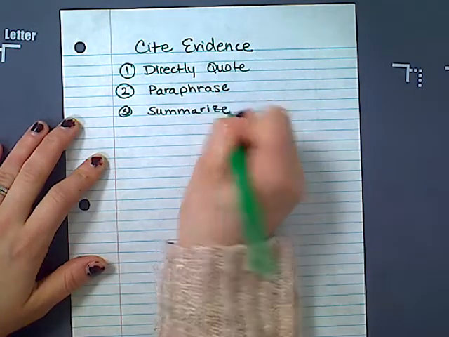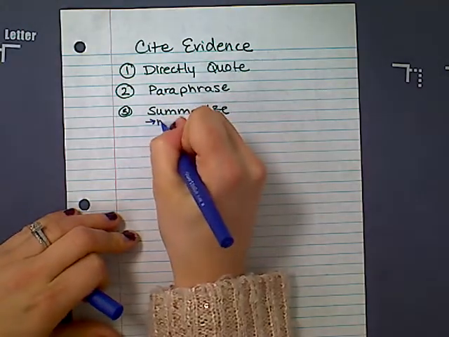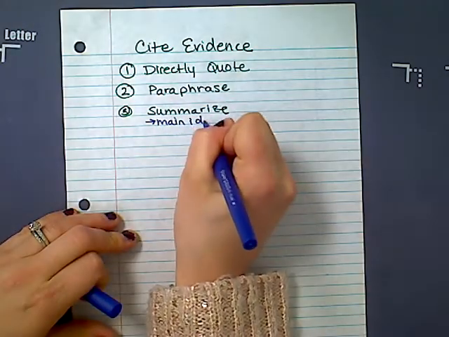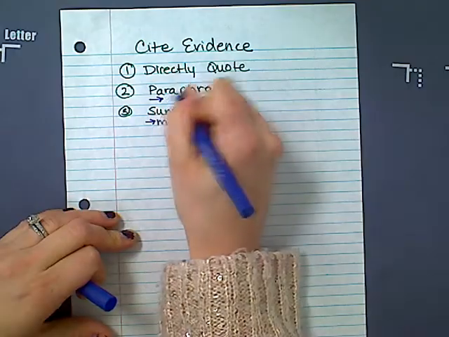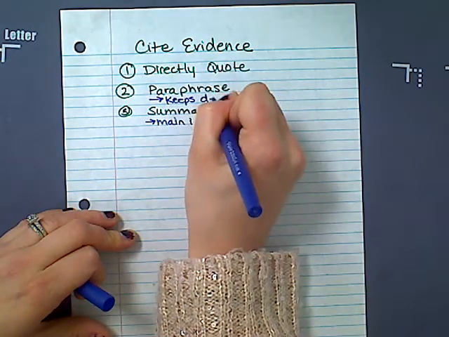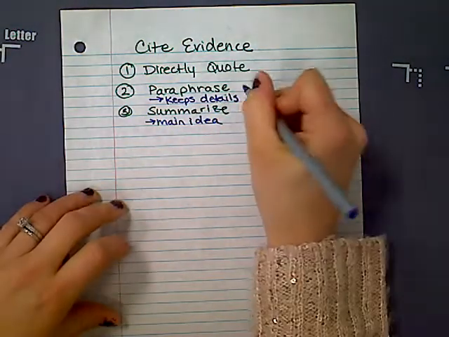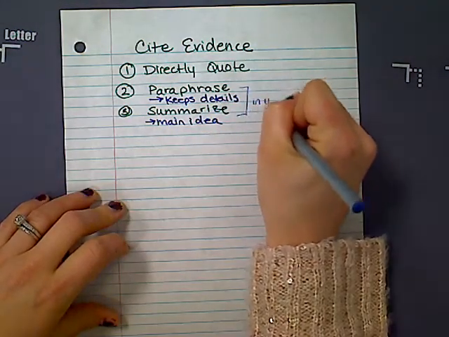When you paraphrase and summarize, they go in your own words. But summarize really steps out and looks at the main idea. And when you paraphrase, it keeps details. But again, both of those are in your own words.